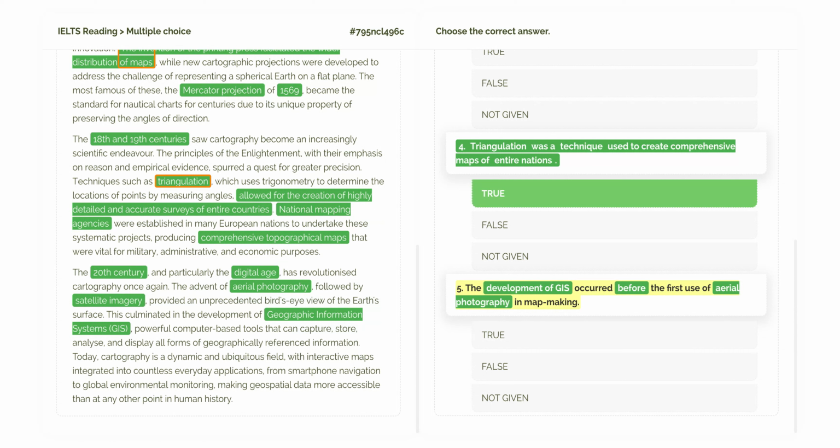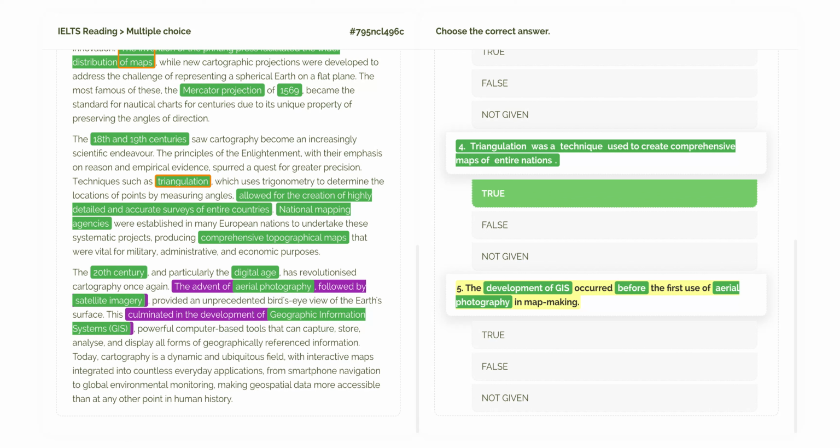True. This option says GIS came first. Let's look at the text in paragraph 5. It says, "The advent of aerial photography, followed by satellite imagery. This culminated in the development of geographic information systems, GIS." The words "followed by" and the phrase "culminated in" both clearly show that aerial photography came first and GIS came later as a result. This contradicts the statement. This option is incorrect.